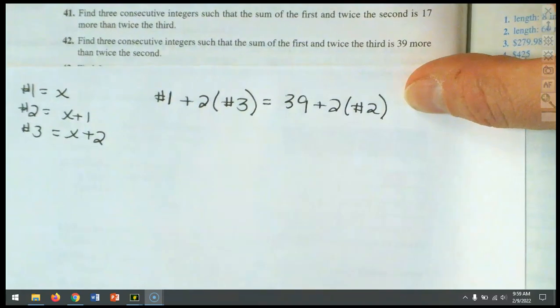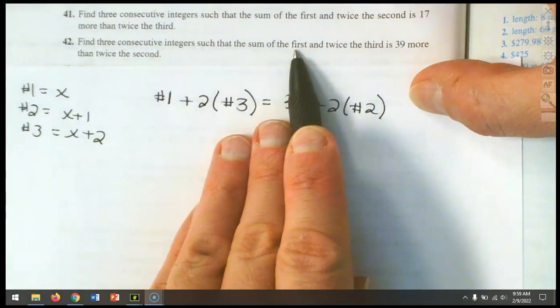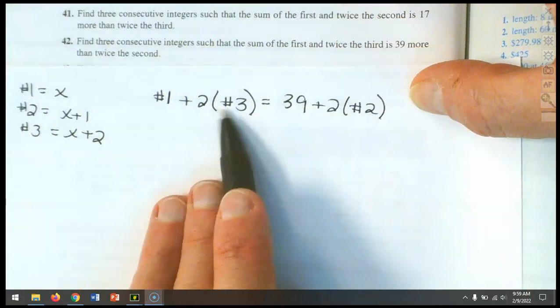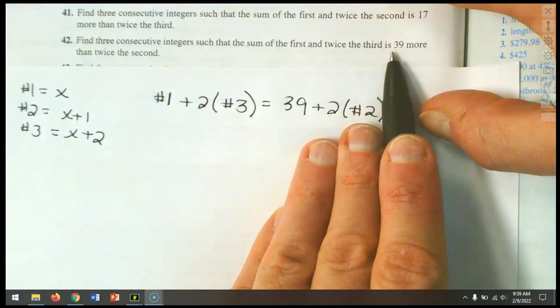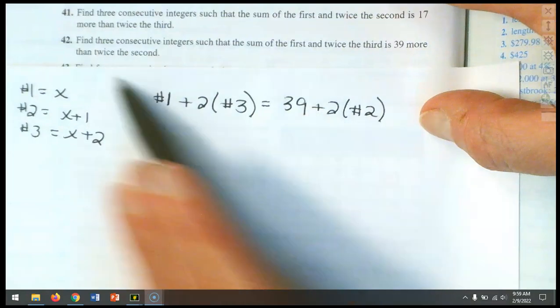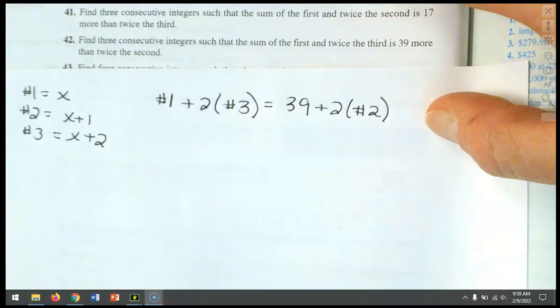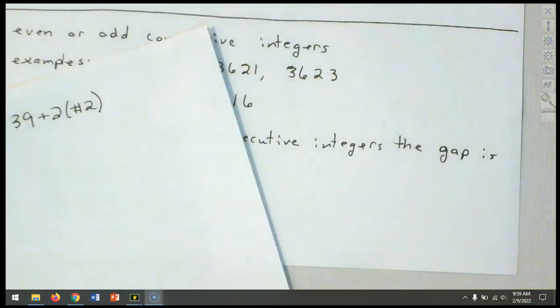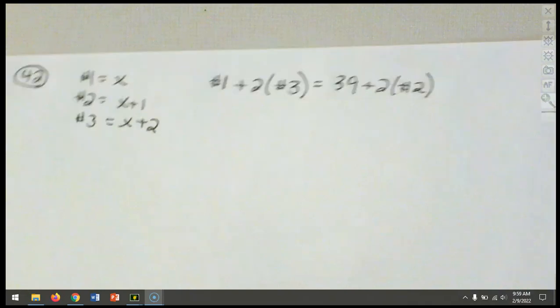Let's make sure we see where all this came from. Sum of the first and twice the third. So there's that piece. That means equals 39 more, okay, 39 plus twice the second. So we put the 2 in front, and there's our second number. Now we've got it. Now we can build our equation. Okay, so now we've got it. Now we're going to use this to build our equation.